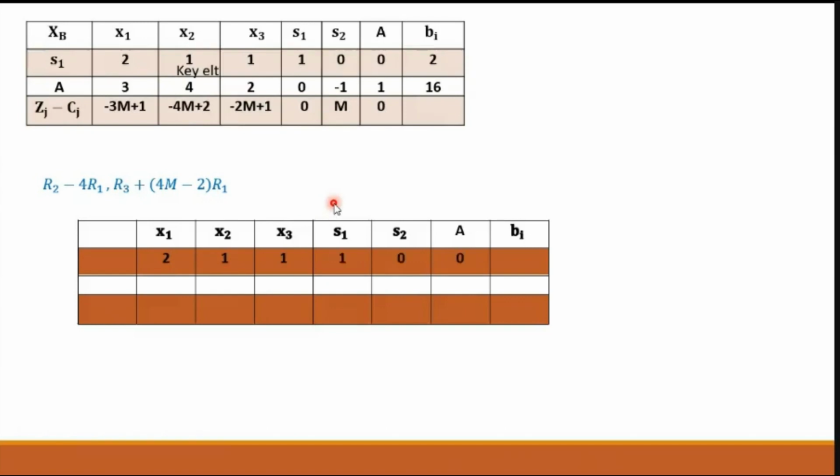So first row will remain as it is. Tell me what will be the second row. Second row में 3 minus 8 है ना. It is 3 minus 4 into 2. 3 minus 8, -5. 4 minus 4, 0. 2 minus 4, minus 2. 0 minus 4, minus 4. Minus 1 minus 0, this is also 1. 16 minus 2 into 4, that is 8.